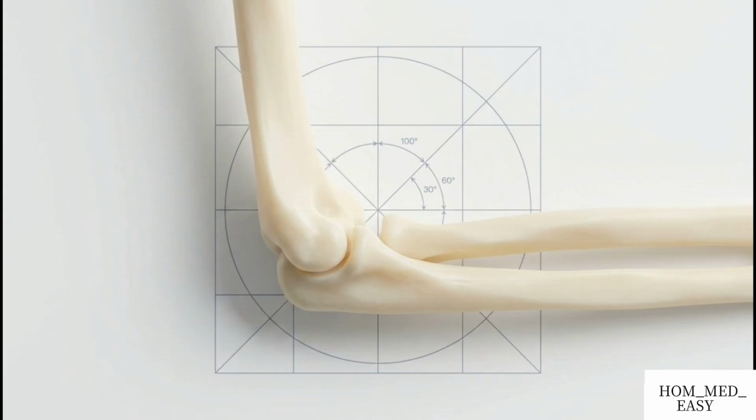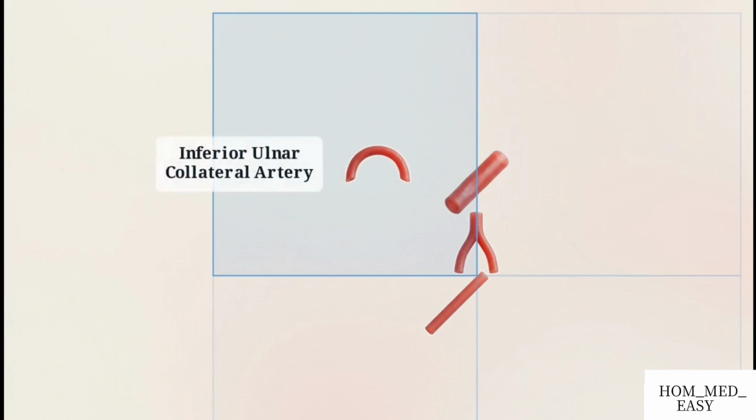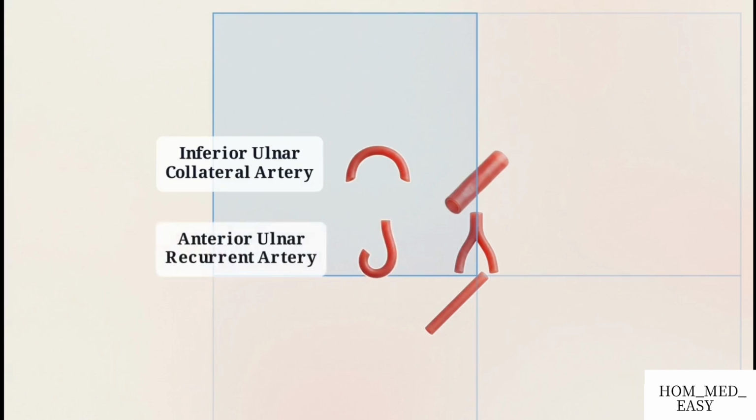We will build this network one quadrant at a time, starting on the medial epicondyle, specifically in the anterior space facing the front of the arm. The first descending bypass branch directly off the brachial artery is the inferior ulnar collateral artery, routing downward in front of the medial bone. From below, a corresponding vessel originating from the ulnar artery ascends to meet it, the anterior ulnar recurrent artery.